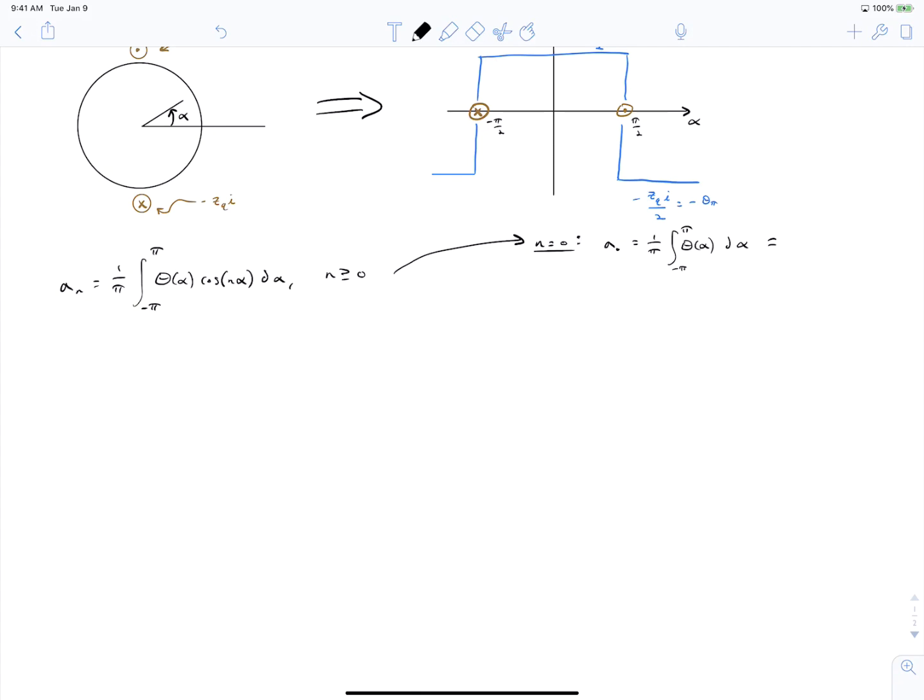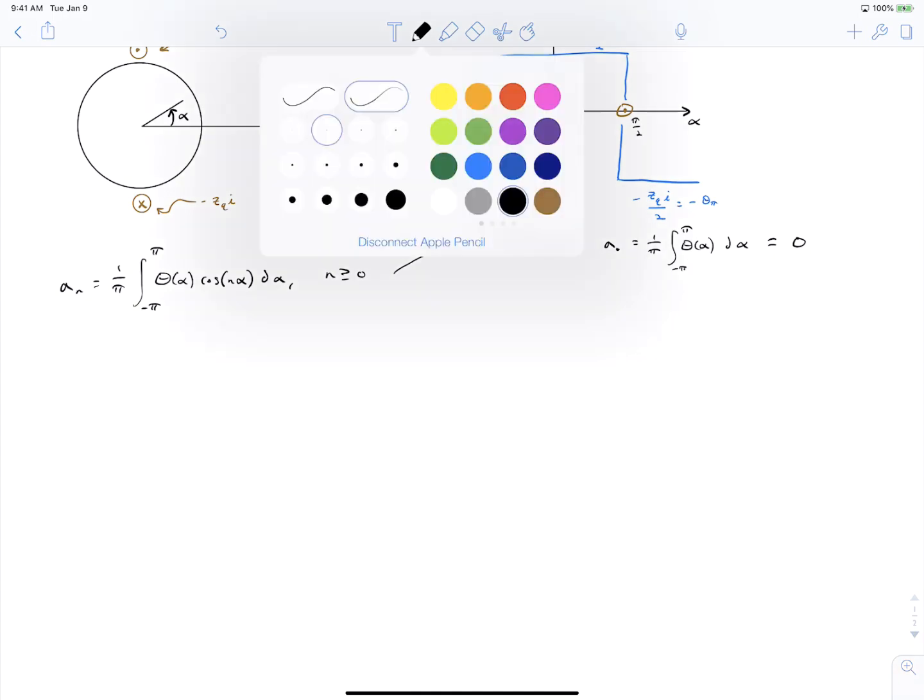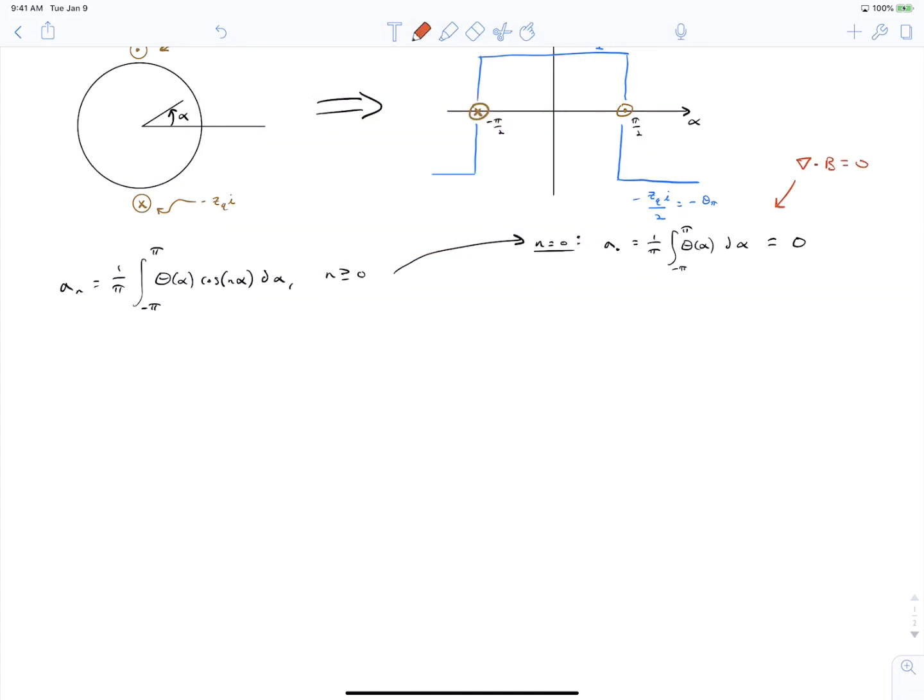And A0, which is just the integral from negative pi to pi of our current linkage, has to be 0. This is by definition because the current linkage cannot have a DC component. That was required by the conservation of flux, the fact that we had no magnetic monopoles.